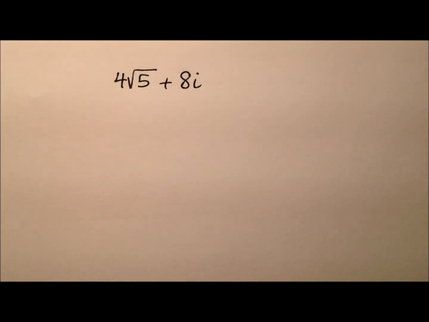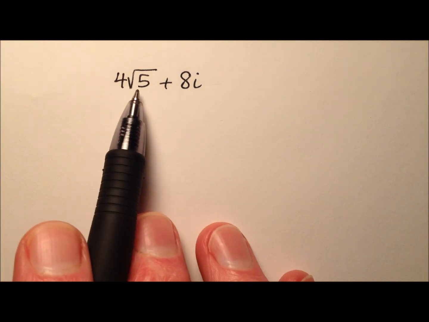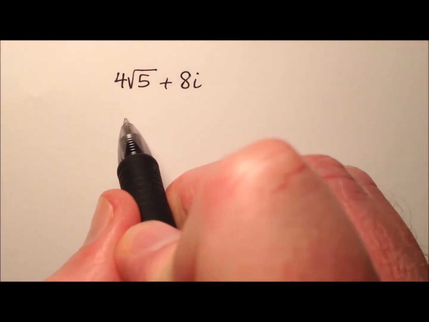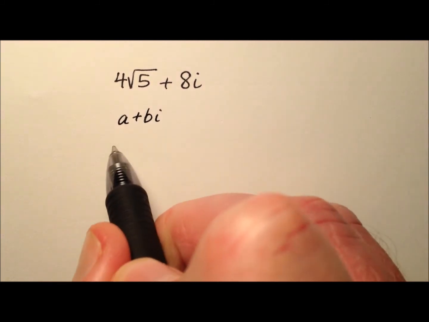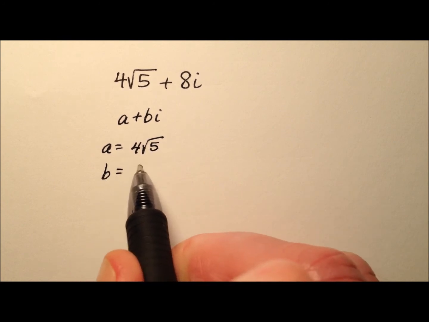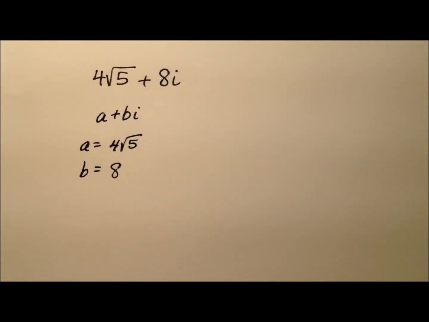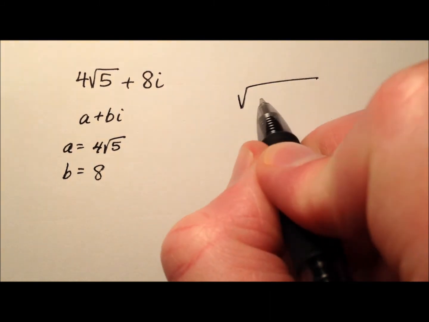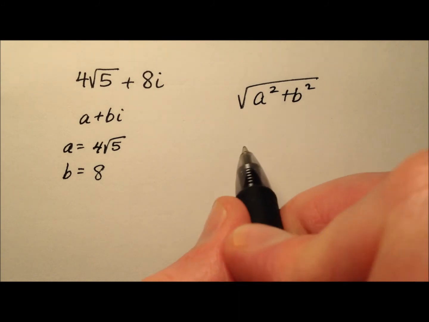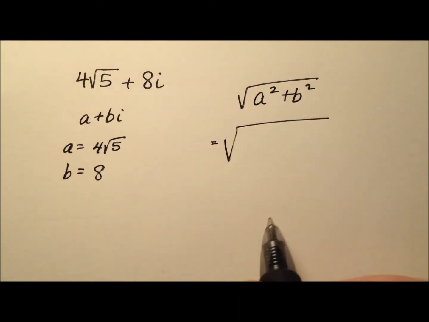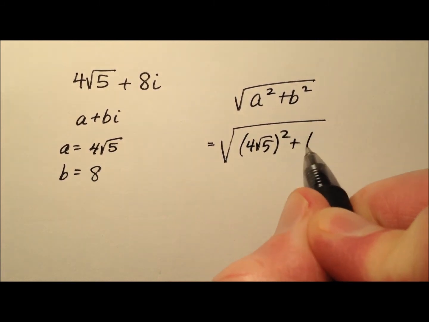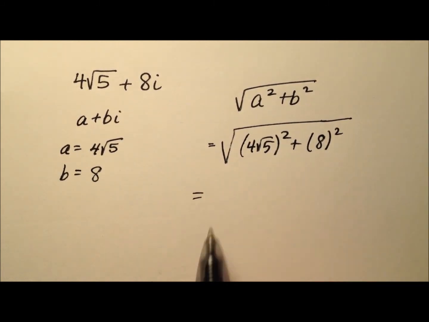And in our second example, we have the complex number 4 times the square root of 5 plus 8i. So again, in standard form, a plus bi, our a value is 4 times the square root of 5, and our b value is 8. So if we're going to put this in our absolute value formula, it's the square root of a squared plus b squared, which will be the square root of, well, we have 4 radical 5 squared, and then 8 squared.